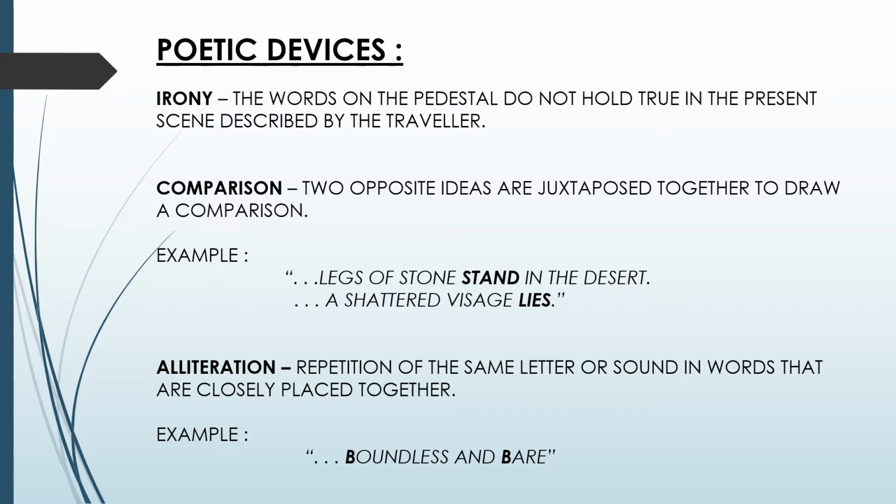When we come to the third striking poetic device, it is alliteration. And what is alliteration? We have discussed this in our previous videos as well. It is a repetition of the same letter or sound in words that are closely placed together. One such example is "boundless and bare." The sound b is closely placed, adjacent to each other, and it is at the beginning of these words.